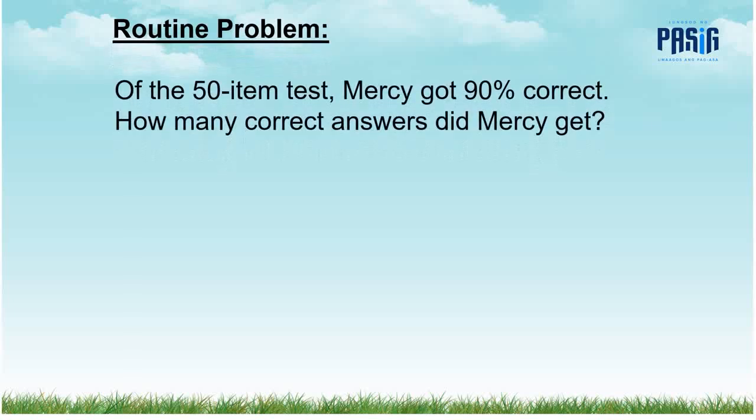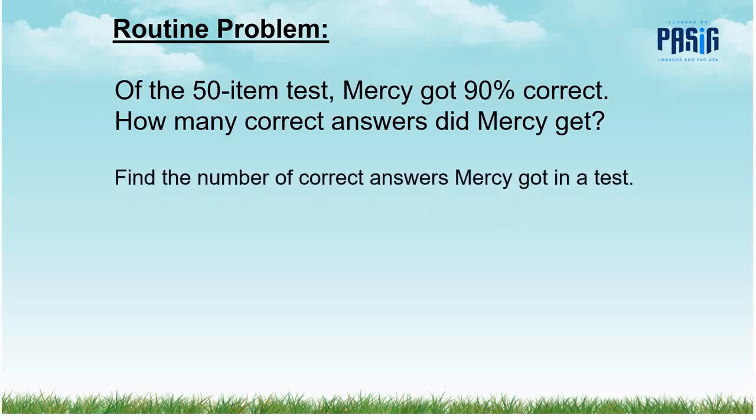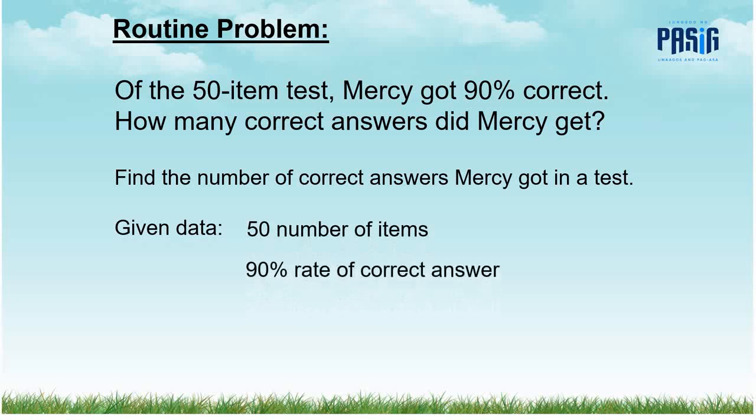Let us proceed to our lesson for today. Routine problem. Example, read and analyze. Of the 50-item test, Mercy got 90% correct. How many correct answers did Mercy get? Let us get what is asked in the problem. Find the number of correct answers Mercy got in a test. List all the given data. 50, number of items. 90%, rate of correct answer.